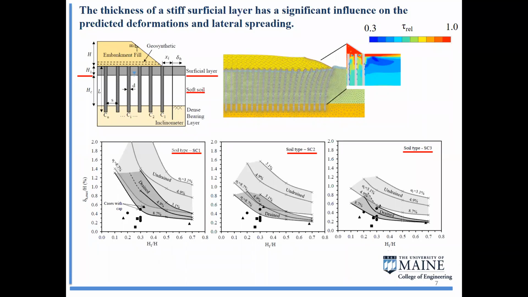And one thing that immediately jumps out is that the documented observations are in better agreement with the drained simulations, which suggests that CSE construction is closer to a drained condition. And I'll also note that soft soil conditions for the documented case histories are similar to SC2 and SC3 soil types, again, which are in better agreement with the computed results.